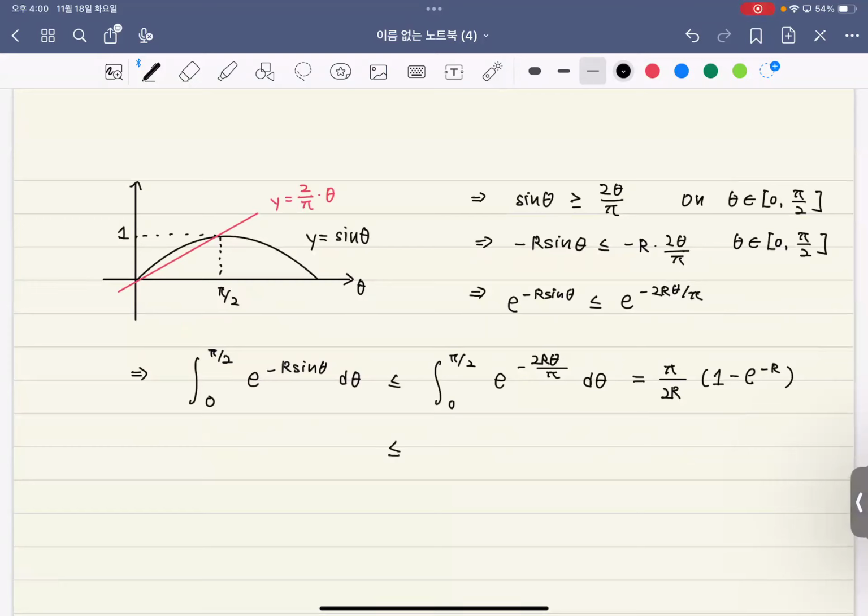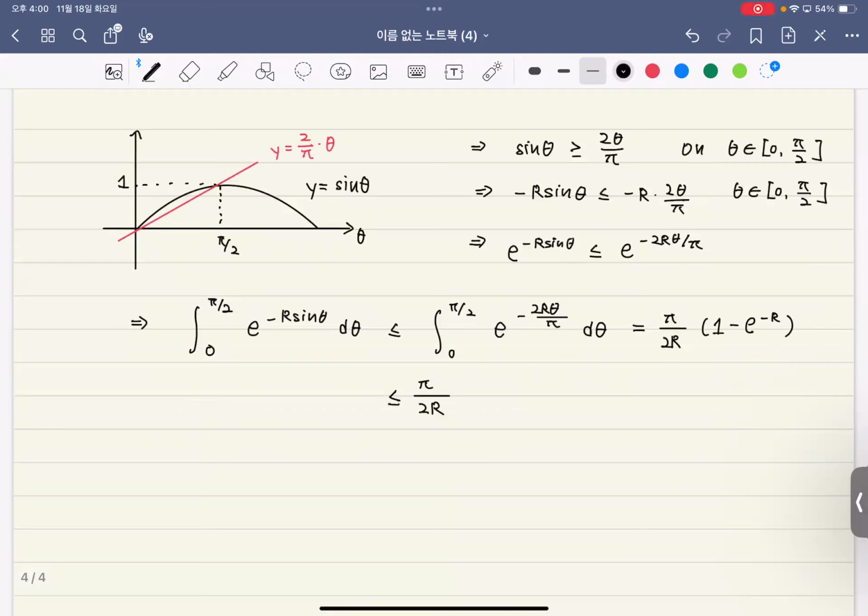Clearly, since r is a positive number, this number should be some number between 0 and 1. Therefore, this number is bounded by 2r, right? Okay.